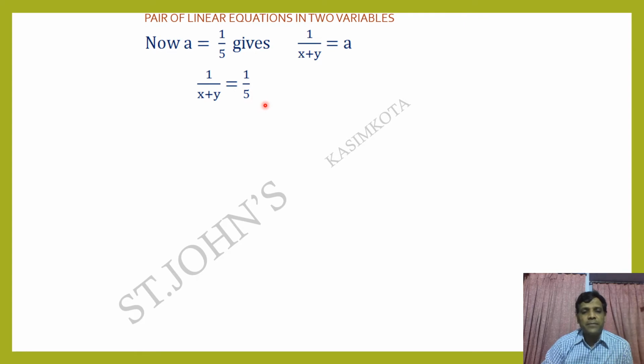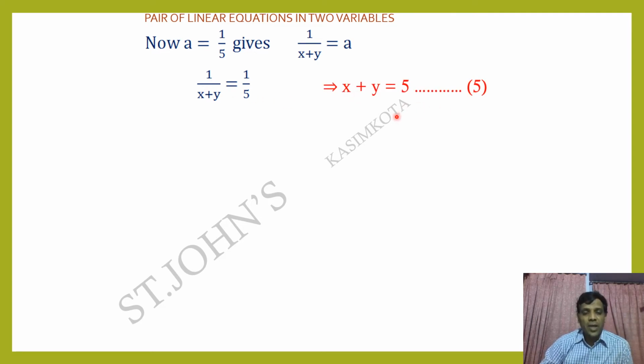Cross multiplication. 1 into x plus y, x plus y; 5 into 1, 5. Are you clear? So this is written as x plus y equals 5. This is the fifth equation.